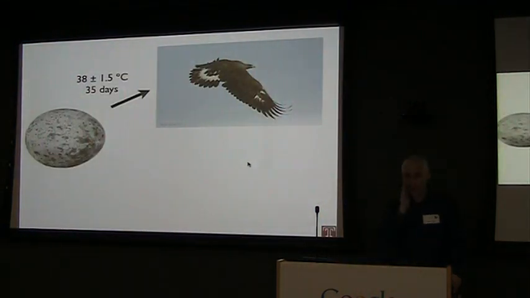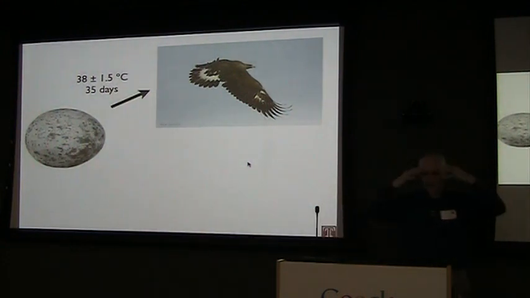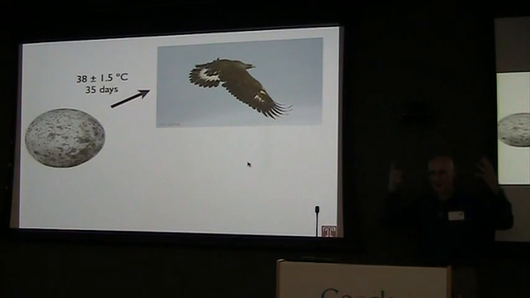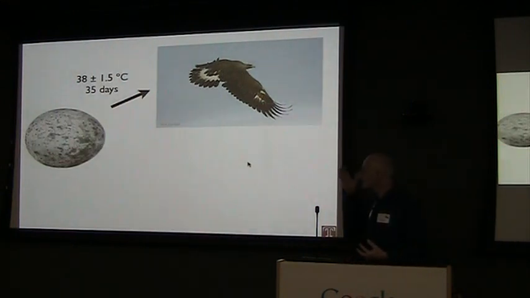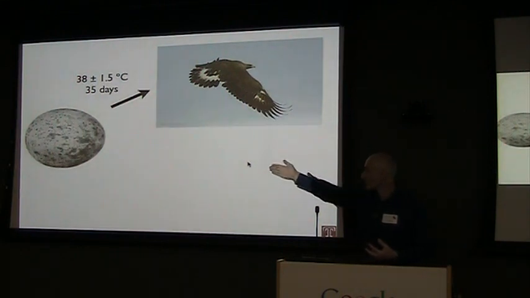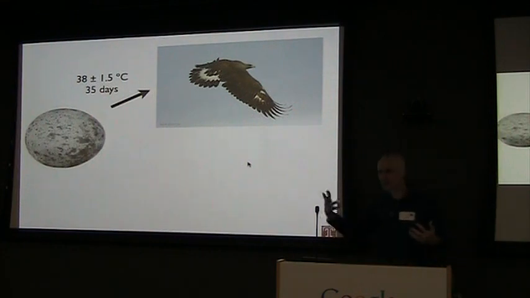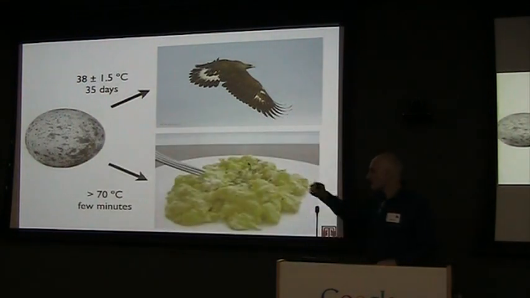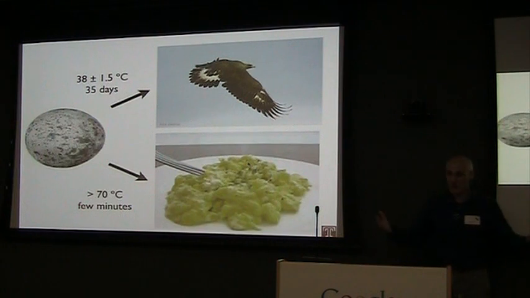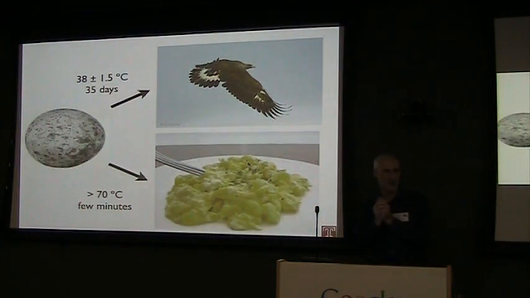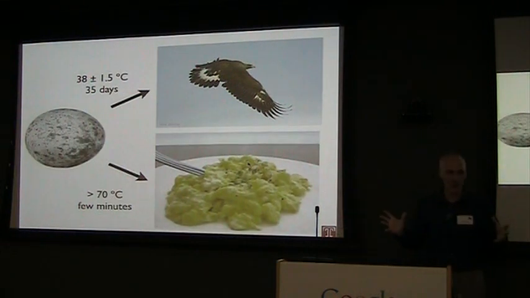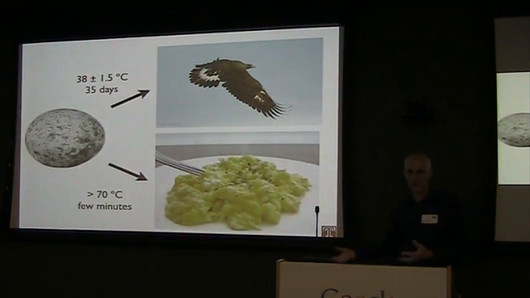Okay, and the reason is this. So proteins are amazing. They do everything in our bodies. They are our muscles. They make the channels in our membranes. They build everything in our bodies up from atoms and molecules. You take some proteins, you hold them at 38 degrees for 35 days, and you make these wonderful functional things like eagles and us and trees. But you hold them at 70 degrees for a couple of minutes, and they turn into scrambled eggs. Okay, they unfold. They're very, very, very fragile. And you just look at them the wrong way, and they unfold. Okay, they're delicious, but they're not very functional.